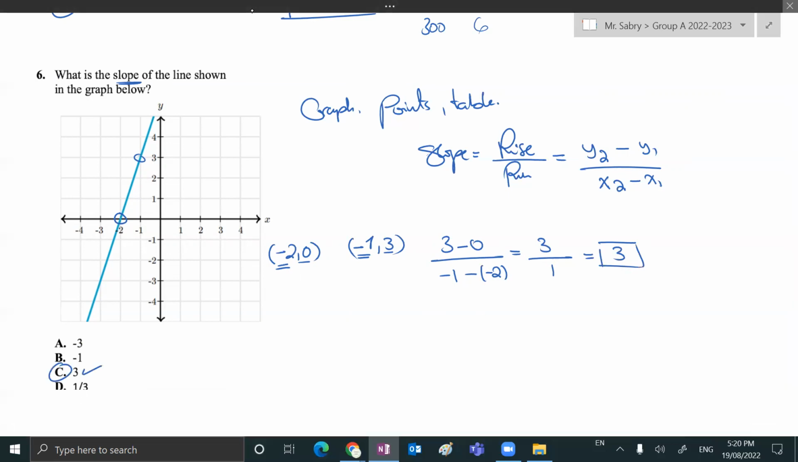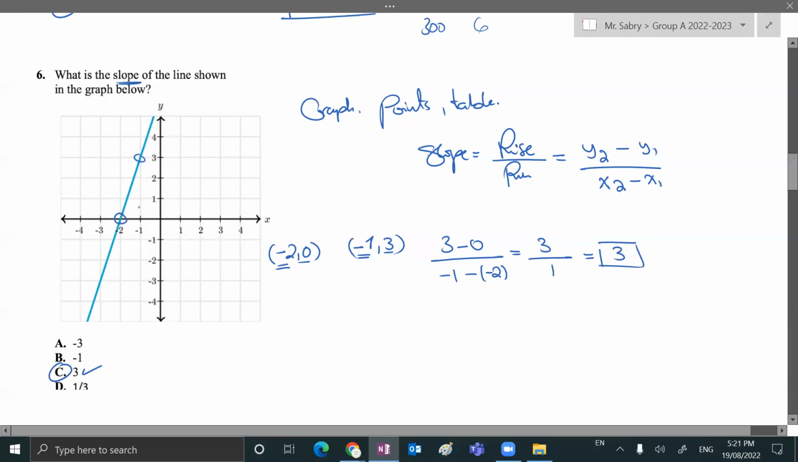Or you can just count the number of rise and run from this point to this point. Like how much did I go up from this point to this point? I went 1 box, 2 boxes, 3 boxes, which means that the rise is 3. Now the run from this point to the other point, I'll move only 1 point. So the run is now 1. So rise over run will become 3 over 1, which is 3. So it still got me the same slope.